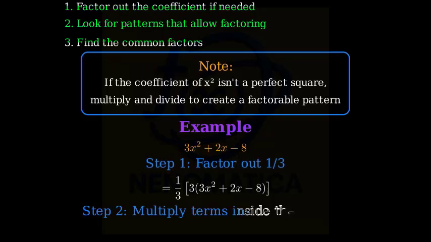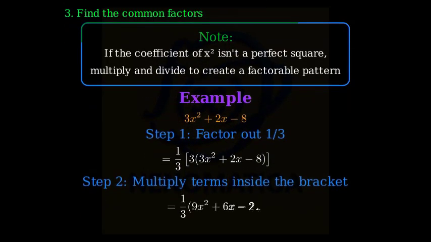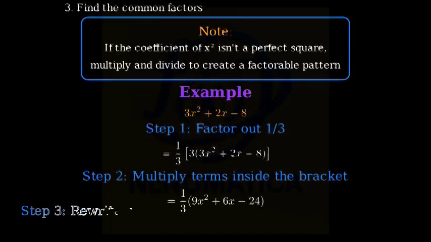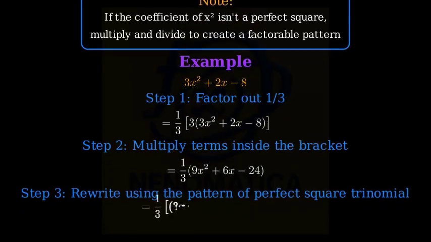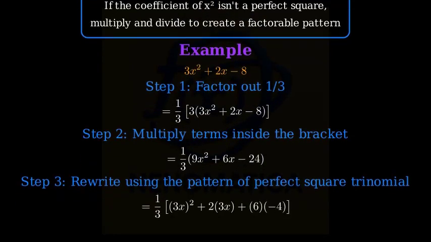Step 2. We'll multiply the terms inside the bracket. 1/3 times 3 is 1, and then we have 9x squared plus 6x minus 24. Step 3. Let's look at what we have inside the parentheses. We can rewrite this as 3x squared plus 2 times 3x plus 6 times negative 4. We're trying to express this in a form that's easier to factor.